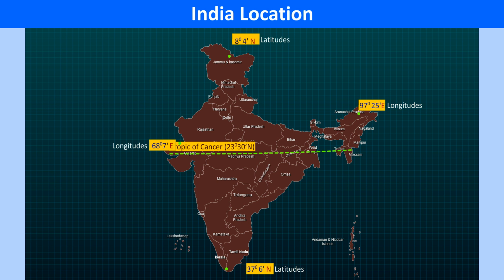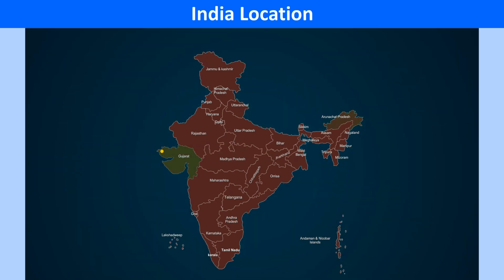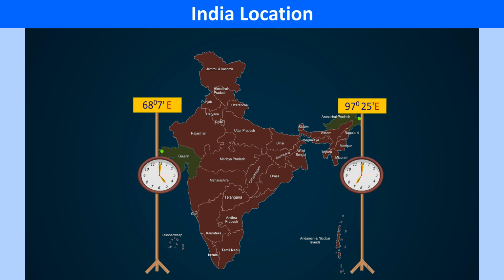The mainland of India extends from Kanyakumari in the south at about 8 degrees 4 minutes north to Kashmir in the north at about 37 degrees 6 minutes north, about 3,210 kilometers. It extends from the Rann of Kutch in the west at about 68 degrees 7 minutes east to Arunachal Pradesh in the east at about 97 degrees 25 minutes east, about 2,900 kilometers.